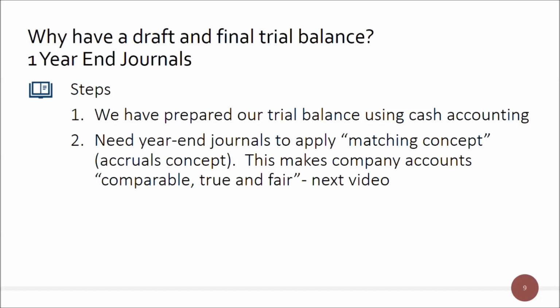So we need some year-end journals. So in terms of this adjustment column, the first section is going to have our year-end or period-end journals, and we're going to use these journals to apply something called the matching concept. Technically, you'll see it within your books called the accruals concept, but it's much easier to understand as the matching concept. What we're going to do is match income to particular years, particular periods, and match expenses to that income. This makes company accounts comparable and true and fair. And we're going to do that very much in the next video, so don't worry about needing to understand that right now.